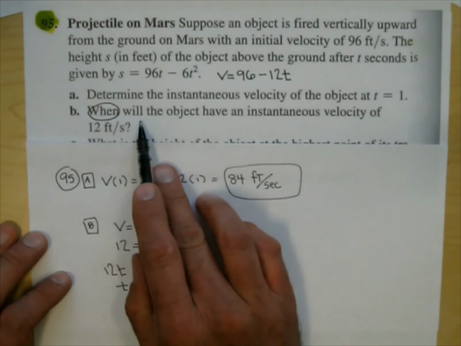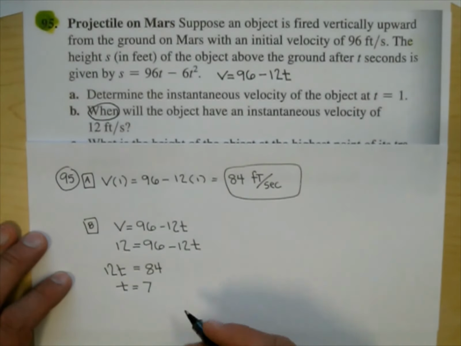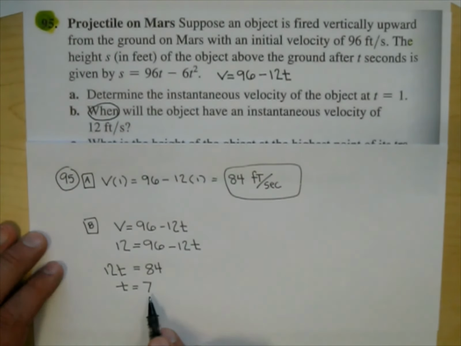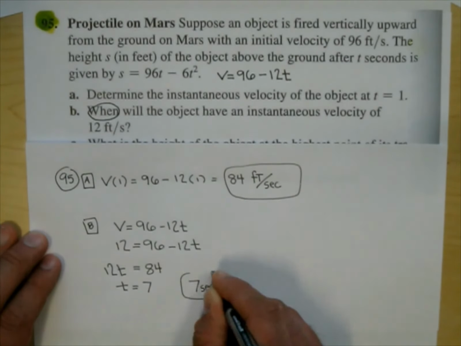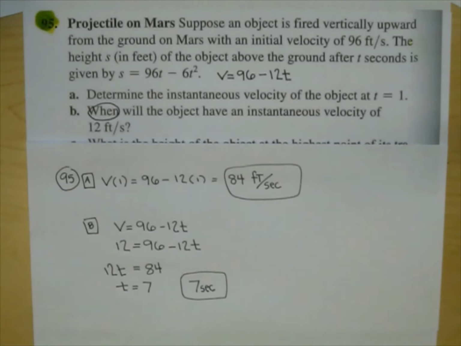So it says, when will the object have a velocity of 12 feet per second? You won't just say 7, and you won't say t equals 7. You have to say 7 seconds. Of course, you can say t equals 7 seconds if you'd like. So there it is.